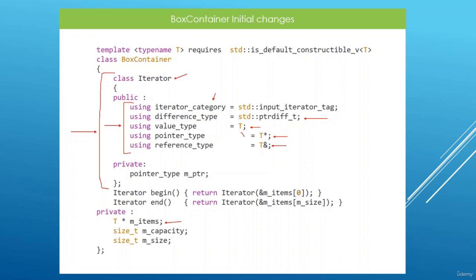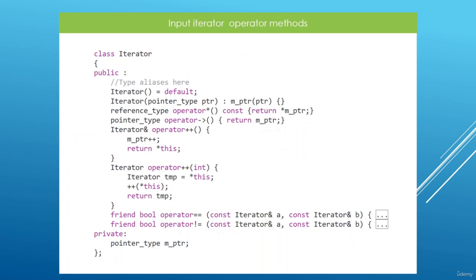Once we have the iterator class, we will need to provide a begin and end method. And notice that we are returning these iterators here through a bunch of constructors we haven't seen yet. I am going to show this to you in a few slides ahead, but you need to provide these two methods here.